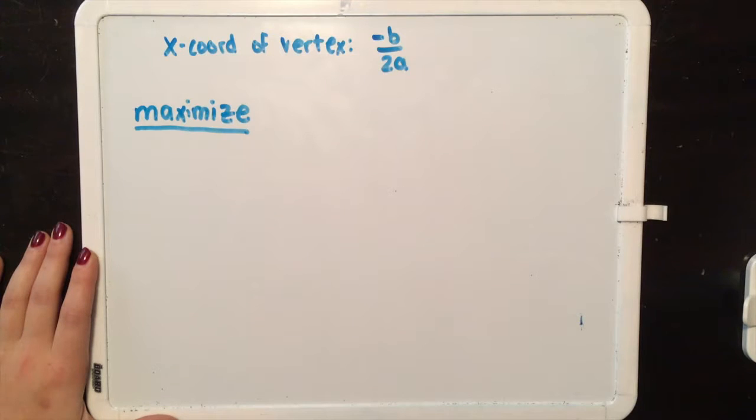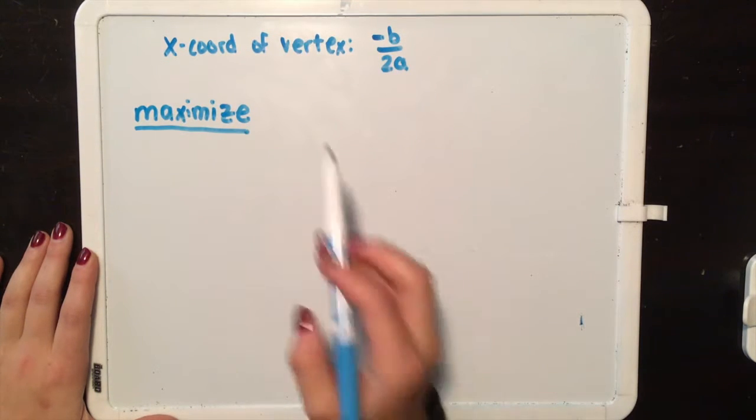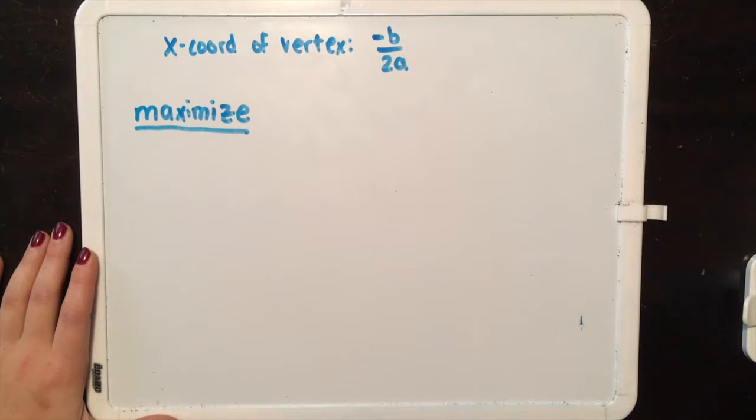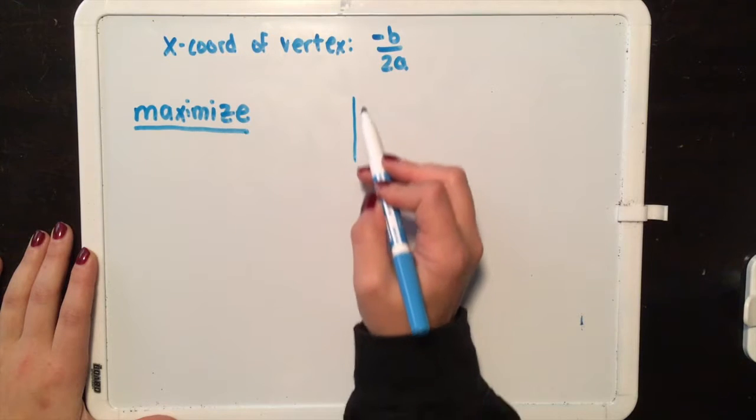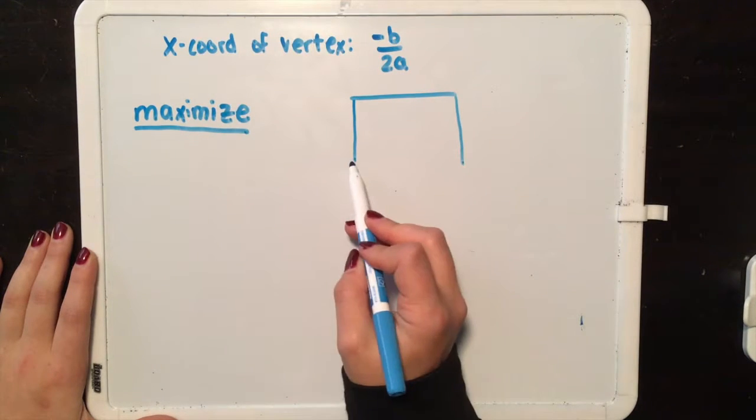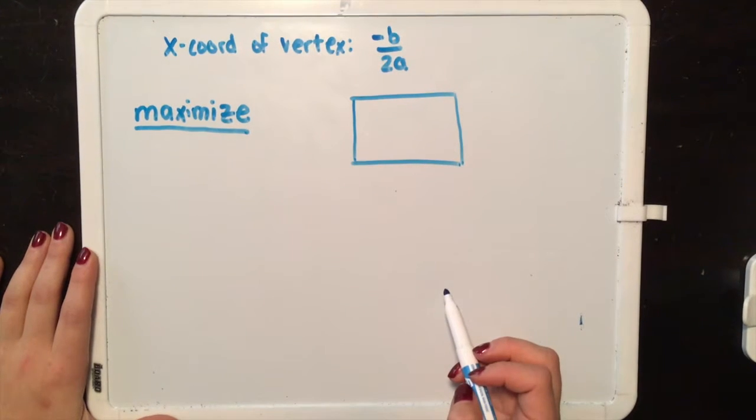In this last example, I'm going to show you a real-world application of the vertex of a parabola. Say you have a pen in your backyard that's in the shape of a rectangle.